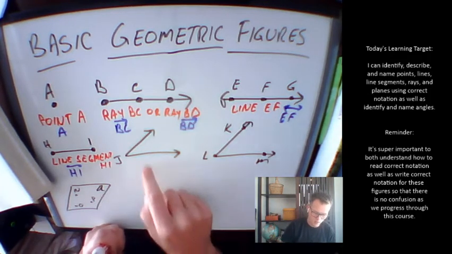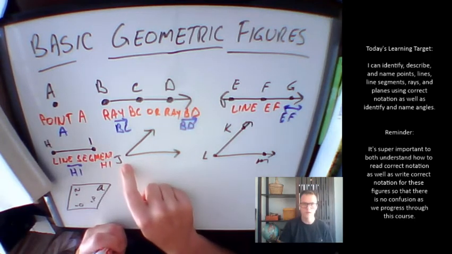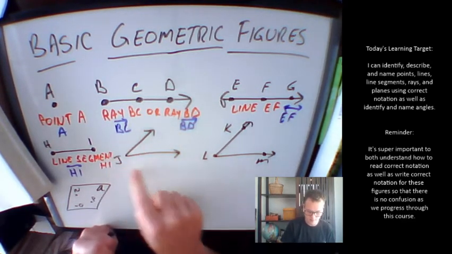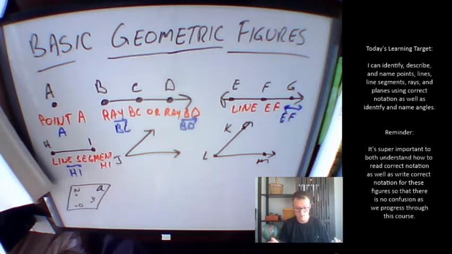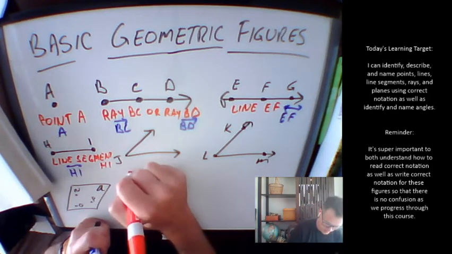Three to go. We have this angle here, and the only letter that we're given is a J. So based on this figure, the way that we see it, we can just call that angle J.